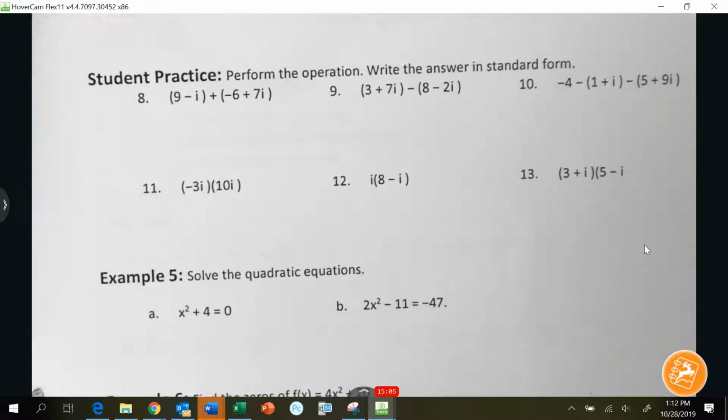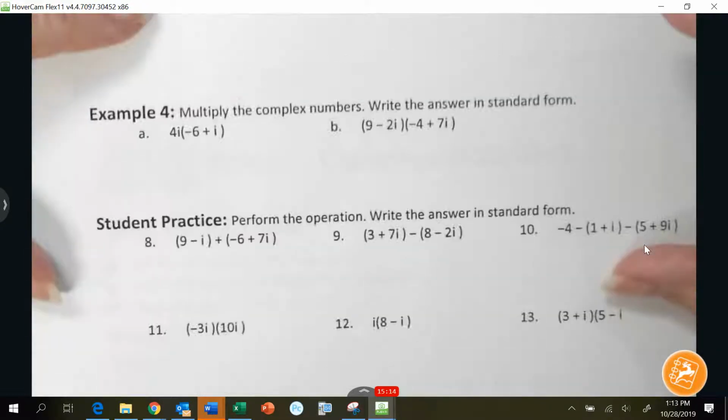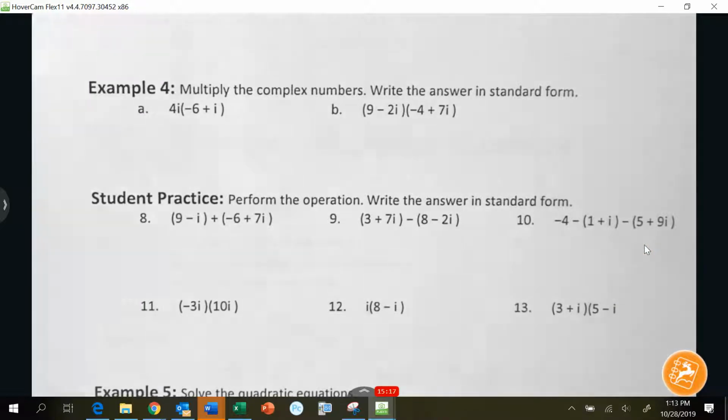What? Example 4 is not on the screen. What? Example 4. Is that what we're doing? Yeah? Example 4. Oh, here it is. Sorry, I just didn't move it up high enough. I didn't know what you were asking.